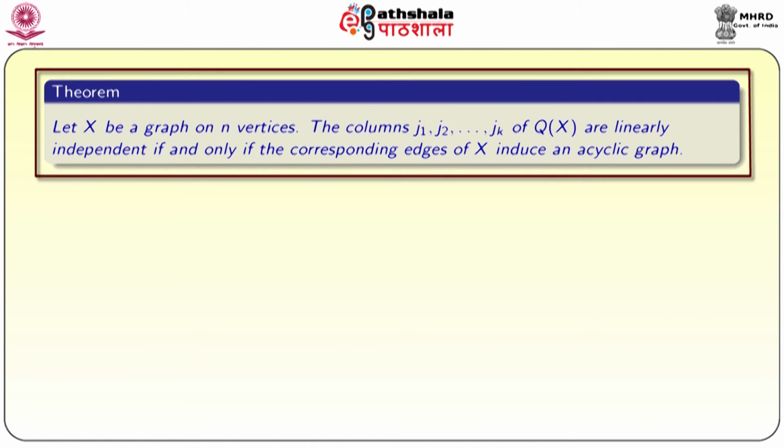Another theorem: let X be a graph on n vertices. The columns J1, J2, and so on up to Jk of Q(X) are linearly independent if and only if the corresponding edges of X induce an acyclic graph. So, it is an important result. Acyclic graph means without cycles.